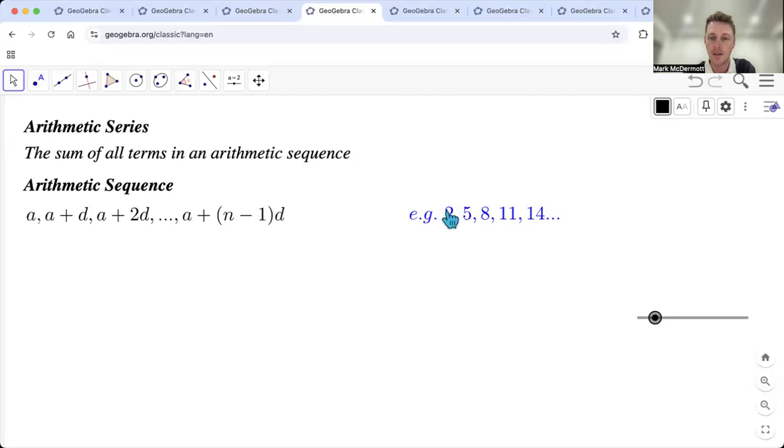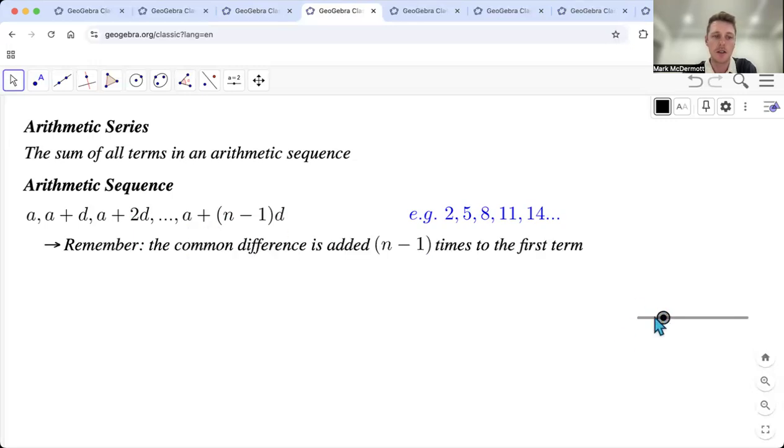Since it's the 5th term, I need to add 4 groups of the common difference. 2 plus 3 once, twice, 3 times, 4 times. So that is our arithmetic sequence up to the maximum value being at a plus n minus 1 d. Now, remember the common difference is added n minus 1 times to the first term.